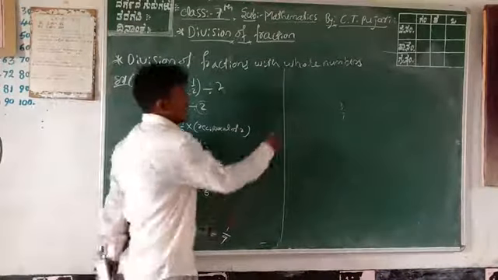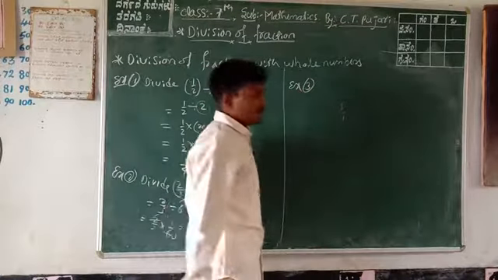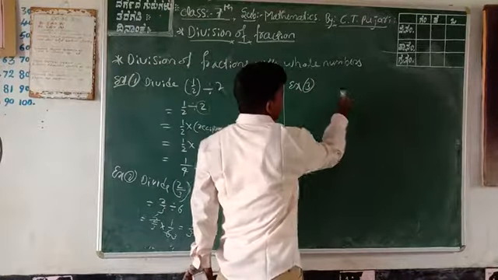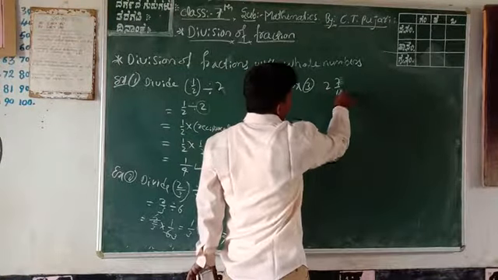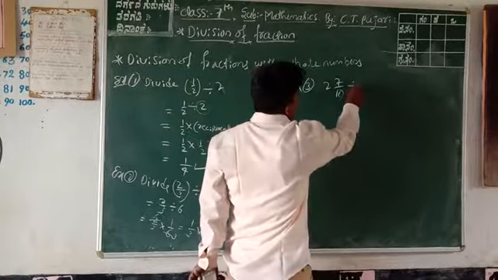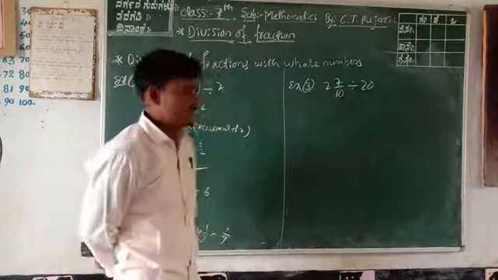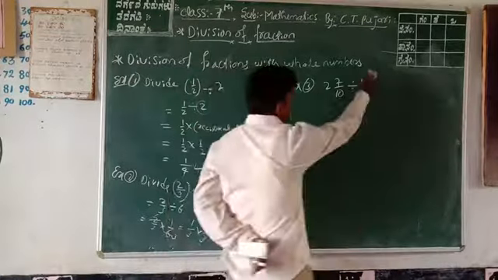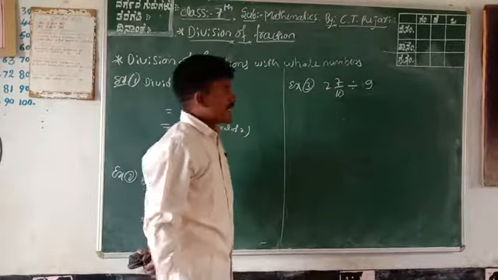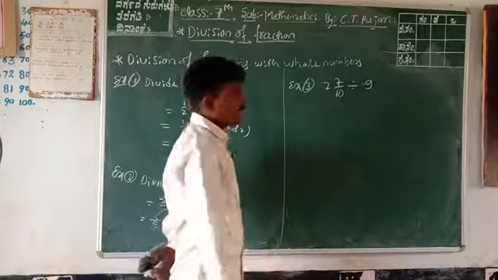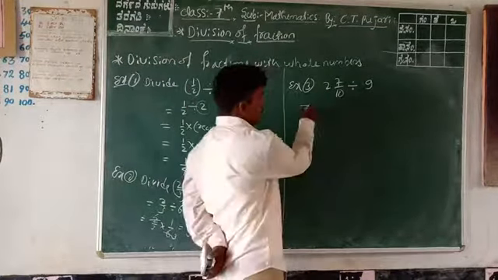Next, example number 3: divide 2 integer 7 by 10 by 20. Got it? The simplification of this example is very easy. These types of questions are only 2 marks questions.